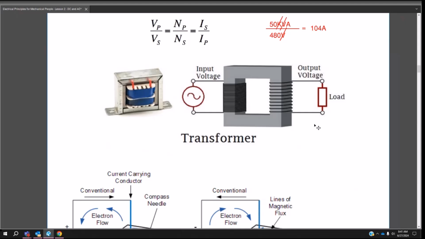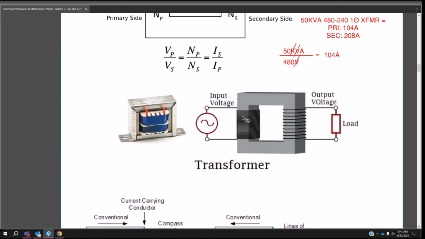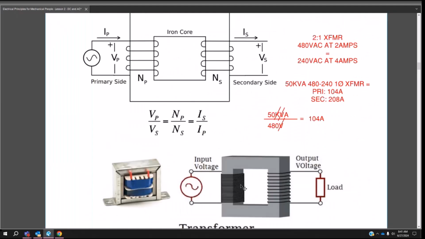But the concept is when you have a change of current on this side, you'll have an equal and opposite change of current on this side if it's a 1-to-1. If it's 2-to-1, going back to all this stuff. If you're not tracking that, go to YouTube, watch a couple videos, put it that way.